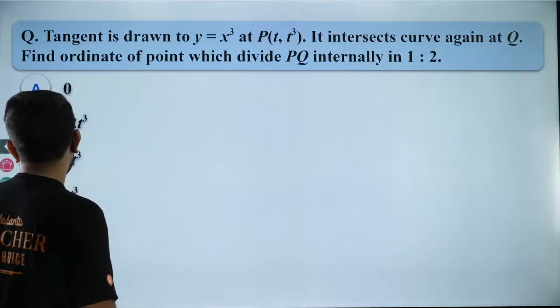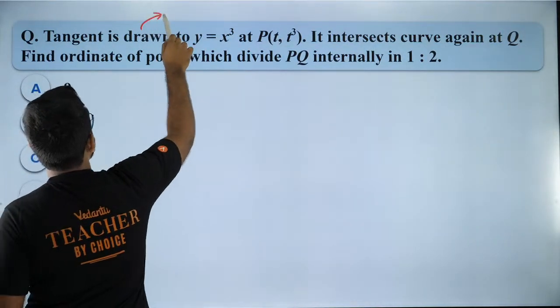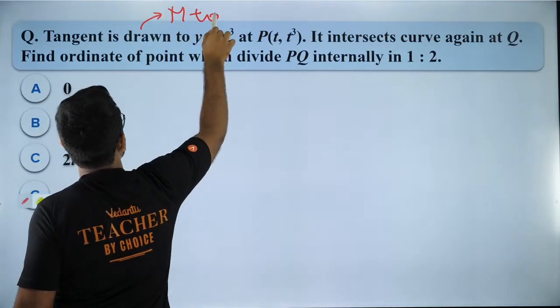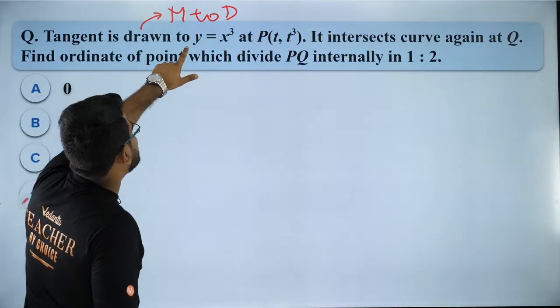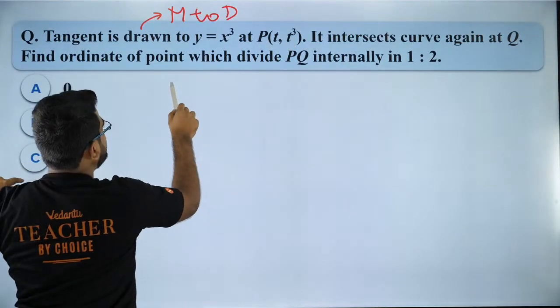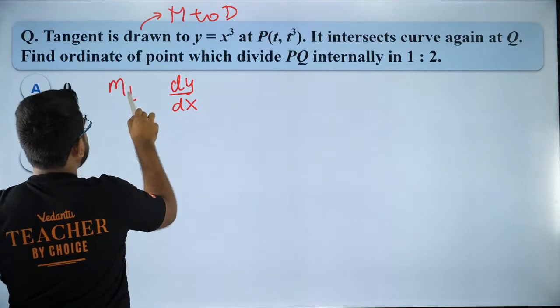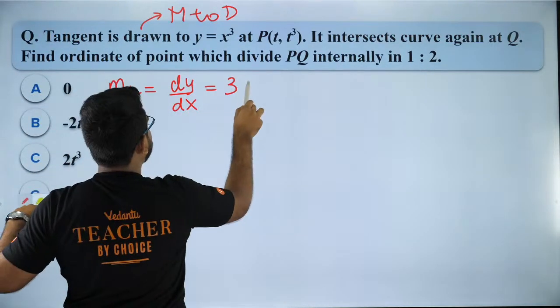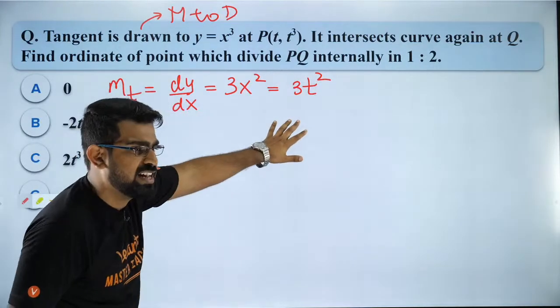So here it's a slightly lengthy question. I'll say it's a bit difficult, moderate to difficult, because it is a bit lengthy. Okay. So what do we have? We have the tangent at t comma t cube. So what is the slope of the tangent? dy by dx is equal to what? The slope of the tangent is equal to 3x square, which is equal to 3t square. So this is the slope of the tangent.